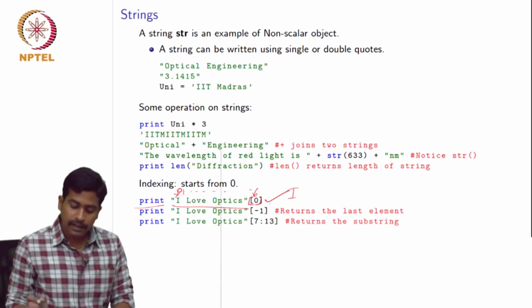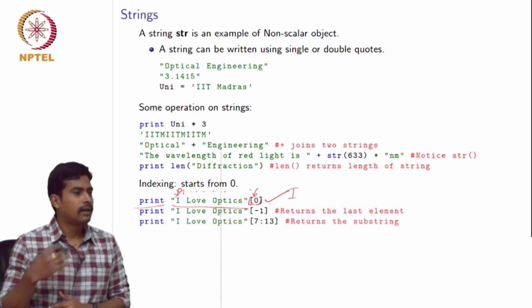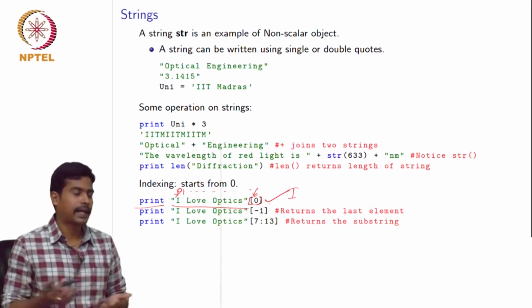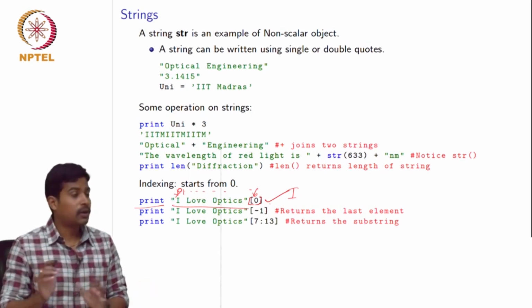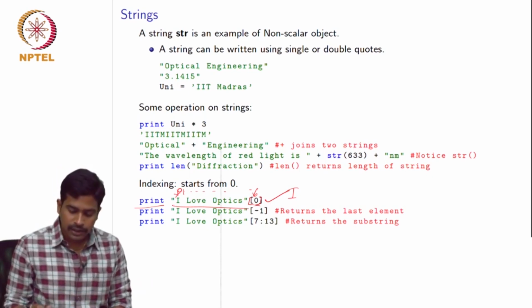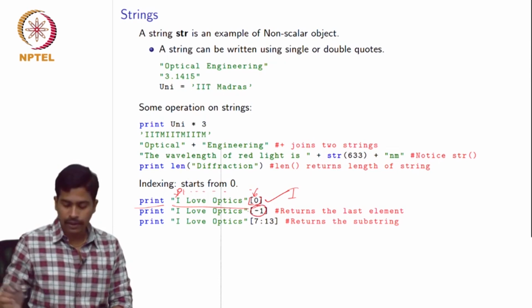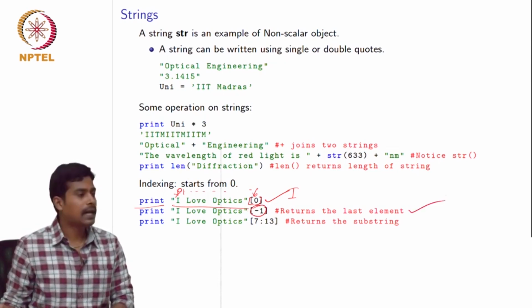Similarly, another important thing in Python is, if you don't know the length of a string, for example, you don't know if there are 40 characters or 100 characters, but if you want to know what is the last character, you can use this -1. So -1 means the last character. Even if you don't know the length, if you just say -1, it will print the last character in the string.